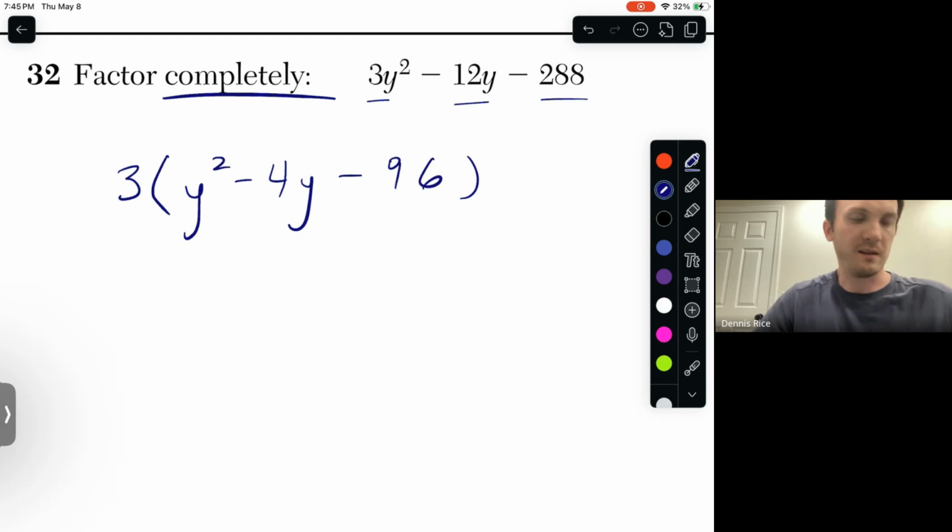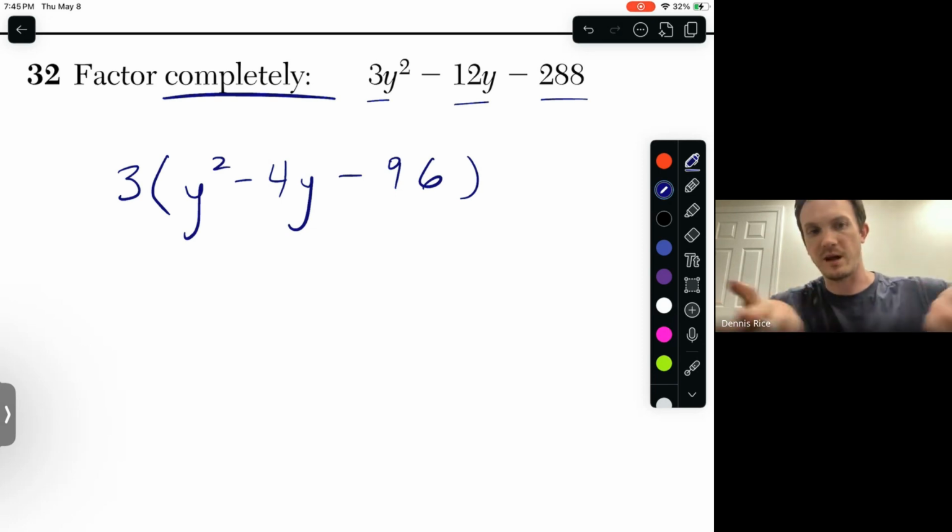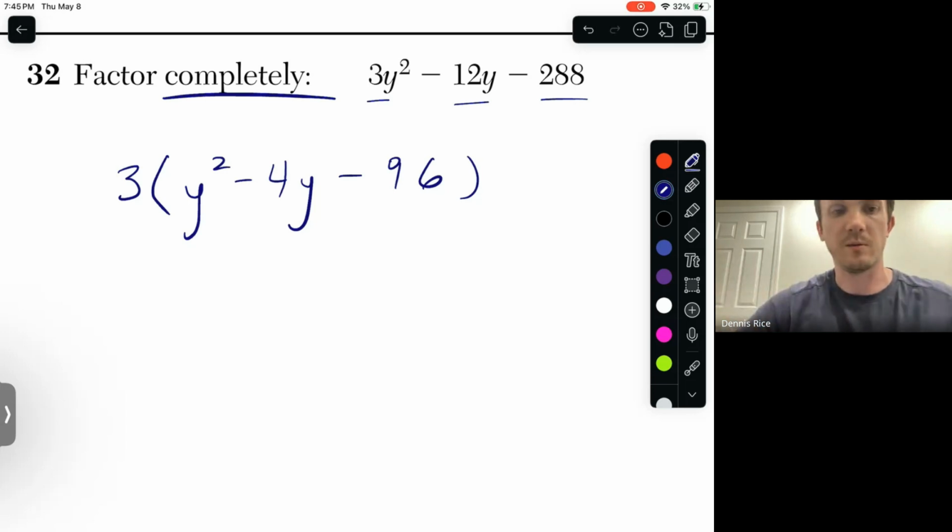You're not solving anything here, so don't make this into an equation. Don't start throwing out zeros and roots. It's just factoring. Factoring is just a remold of it, right? Don't get into solving. Leave quadratics and factoring separate. If something says solve, then we solve. If something says factor, we're just manipulating how it looks.